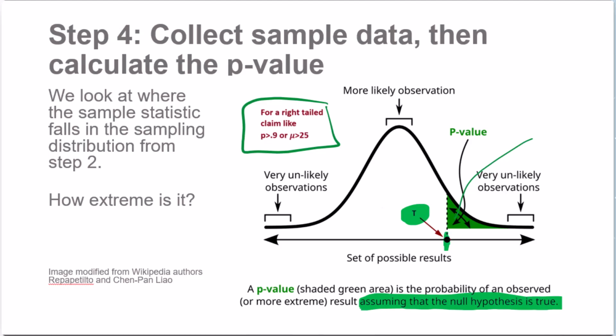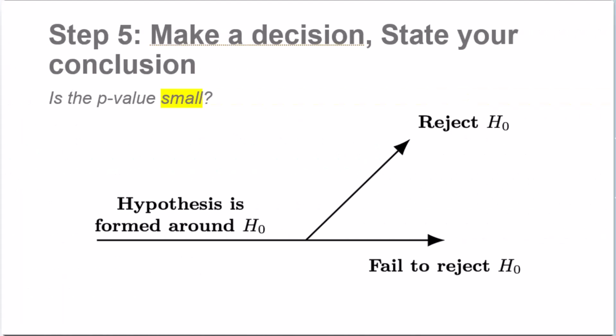You'll see that you can also have two-tailed tests, in which case we're finding an area in both tails. So we need to use our sample statistic and the distribution that applies to the sampling distribution we're looking at to measure that p-value. And finally, based on the p-value, we're going to make a decision.